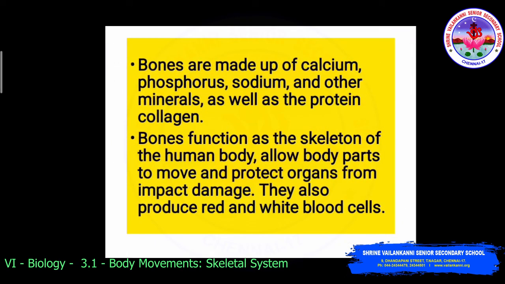Bones are made up of calcium, phosphorus, sodium and other minerals as well as the protein collagen. Kindly make note, students: bones are made up of calcium, phosphorus, sodium and other minerals as well as the protein collagen too. Bones function as the skeleton of the human body. They allow the body parts to move and protect organs from impact damage. They also produce red and white blood cells in the bone marrow. So these are all the fun facts about bones.